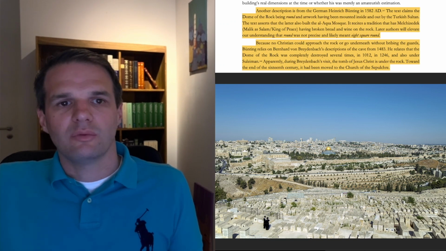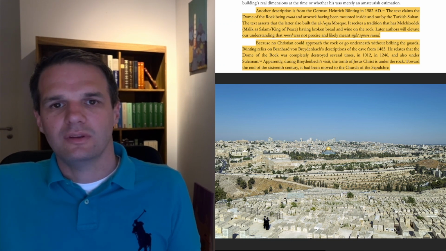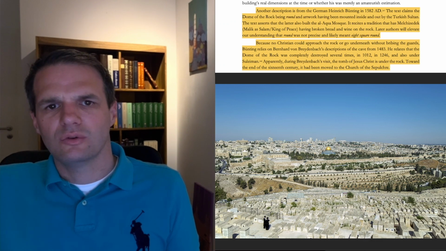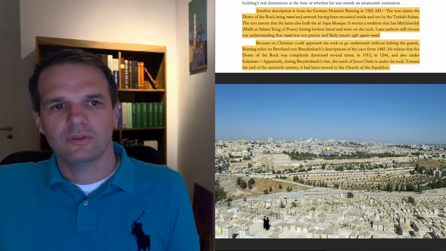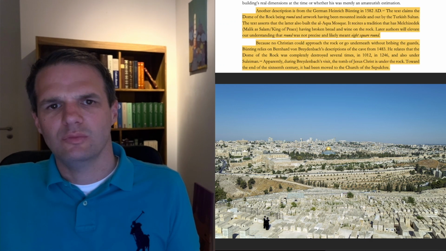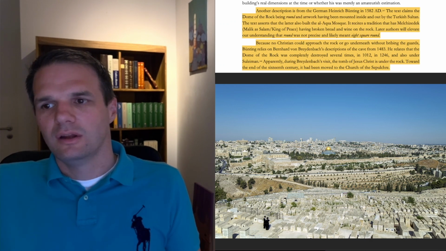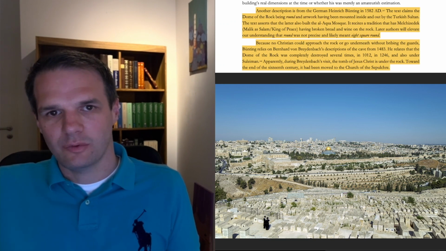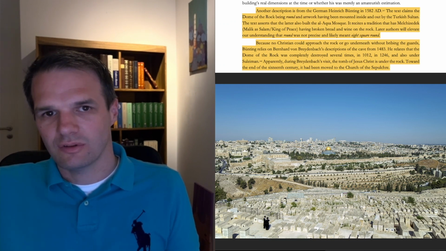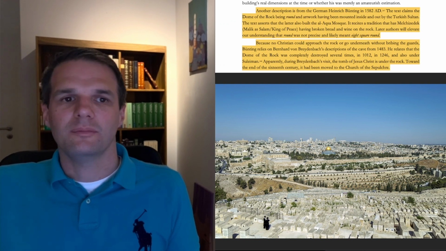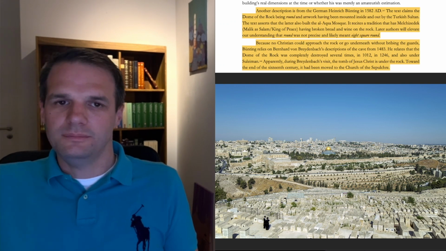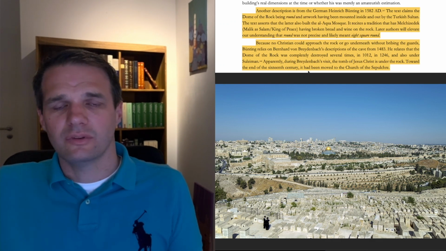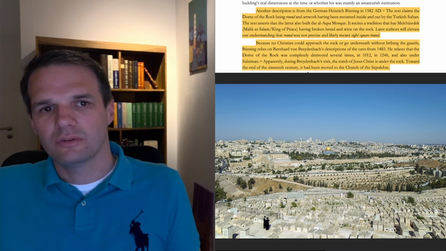He relates that the Dome of the Rock was completely destroyed several times in 1012 and 1046, and also under Suleiman. Apparently during Breitenbach's visit, the tomb of Jesus Christ is under the rock. Towards the end of the 16th century, it has been moved to the Church of the Sepulchre. Now we're getting into crazy territory again. Clearly, the Holy Sepulchre was always the place where Christians believed Jesus' grave was. And the grave was never under the rock and was never moved to the Holy Sepulchre.